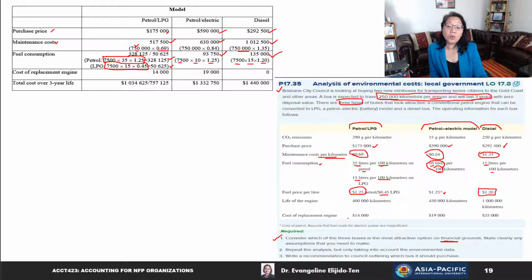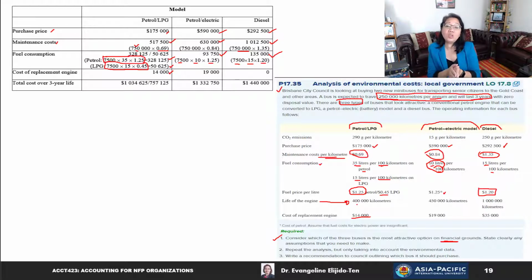All right. What else do we need to consider? The cost of replacing the engine. For the petrol LPG model, the cost of replacing the engine is $14,000. We only need to replace it once. Why is that? Because the life of the engine for the petrol LPG is 400,000 kilometers. Now, we need to use the bus for 750,000 kilometers for the entire 3 years. So by the end of the 400,000th kilometer, we'll need to replace the engine.